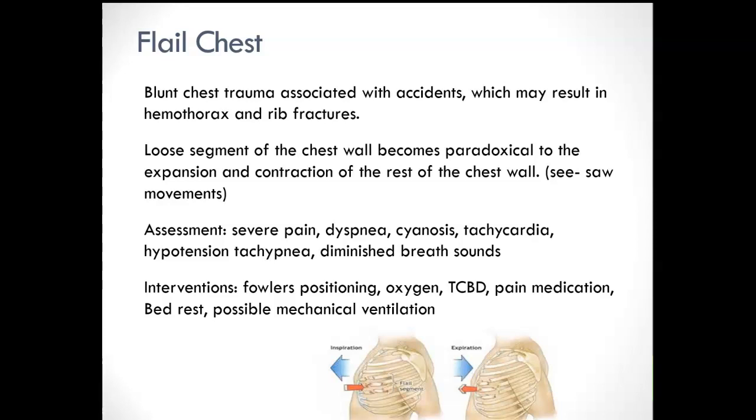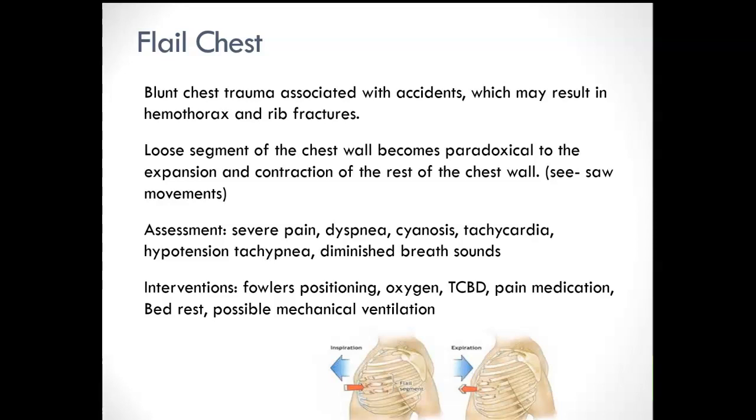You want to do an assessment. You want to see if maybe it's related to severe pain. Do they have dyspnea, cyanosis, hypotension, tachypnea, diminished breath sounds? And the best thing you can do is fix the underlying problem. So you can put them in a Fowler's position, give them oxygen, turn, cough, deep breathe, pain meds.